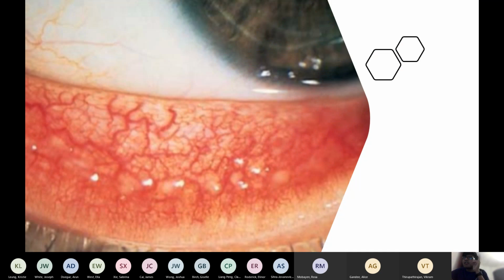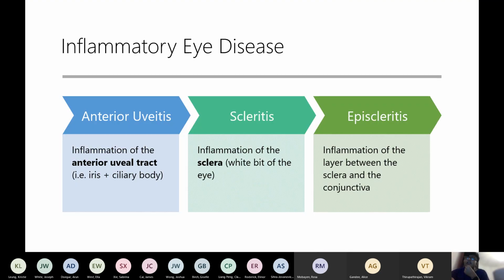So, follicles, papillae, look at where the blood vessels are. Inflammatory eye disease: anterior uveitis, scleritis, episcleritis. Anterior uveitis is inflammation of the anterior uveal tract, so not the choroid, because that's the posterior uveal tract. You're going to look at the iris and the ciliary body, and those are inflamed, which causes the entire eye to become red. Scleritis is inflammation of the sclera, which is the white bit of the eye. Episcleritis is inflammation of the layer between the two.